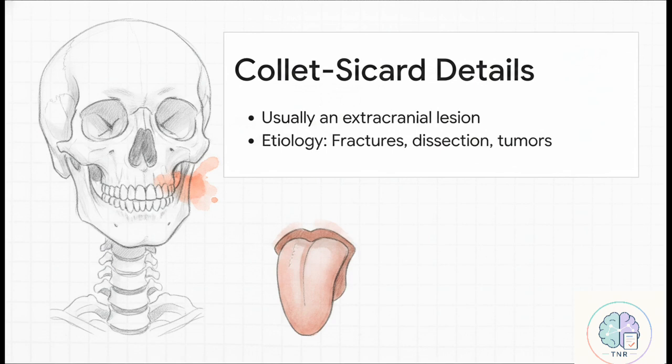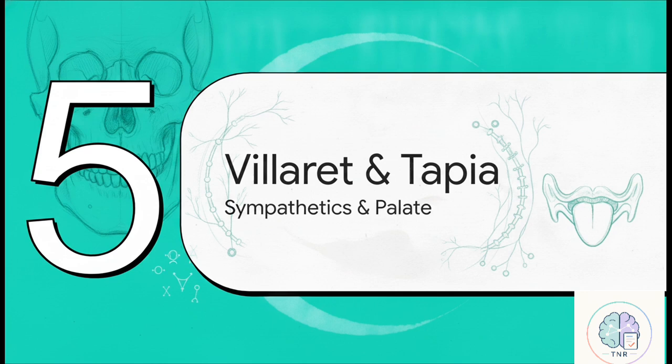So because this happens extracranially or lower down, the specific etiologies include condylar and Jefferson's fractures, internal carotid dissections, tumors, and remarkably, even systemic issues like Lyme disease and fibromuscular dysplasia. The symptoms? Very straightforward. It is literally everything we just saw in Vernet's syndrome, plus unilateral tongue paralysis from that involvement of nerve 12. Moving right along to Section 5, Villeret and Tapia syndromes.